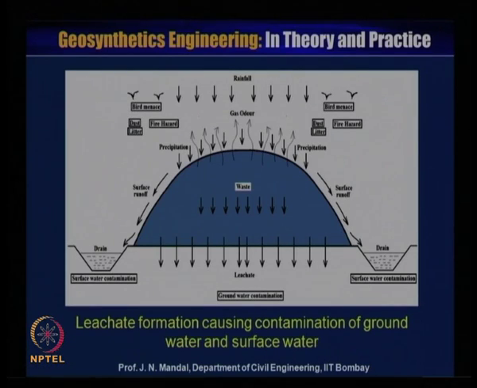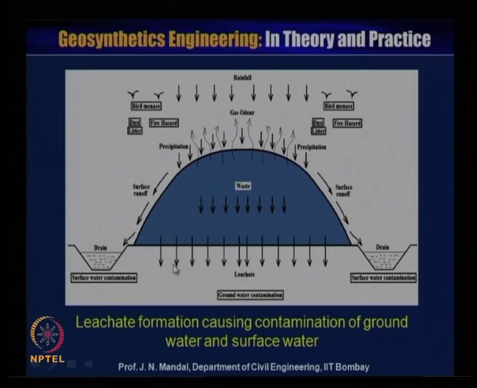So in this figure you can see leachate formation causing the contamination of groundwater and surface water. You can see this is all the waste material, and if you don't provide any geosynthetic material, there will be a surface runoff which can be drained out. The surface water will be contaminated, and also from the waste material it will pass through the ground, the water will also be contaminated, and leachate will also form.